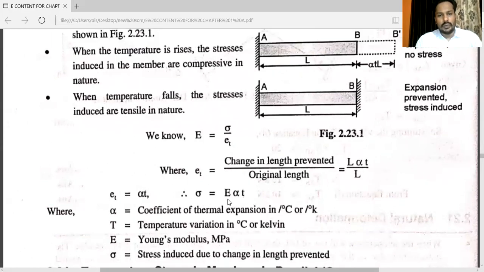While referring to every video, please see the e-content. E-content will help you to understand each and every concept. Highlight this problem. Highlight this formula.